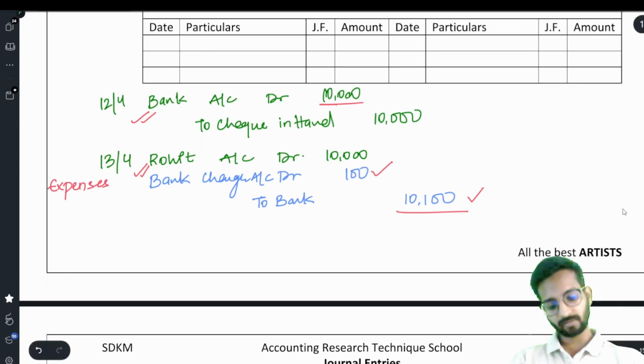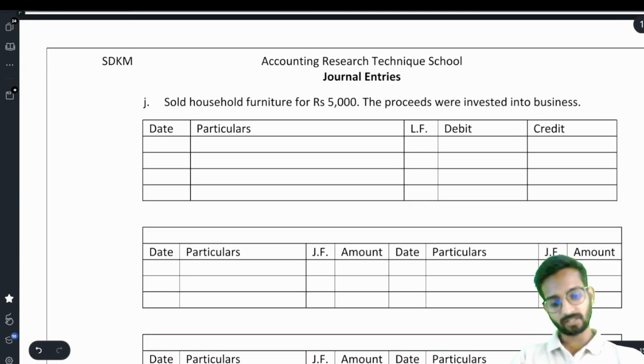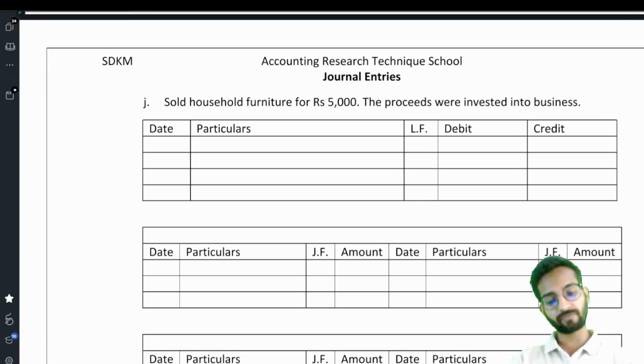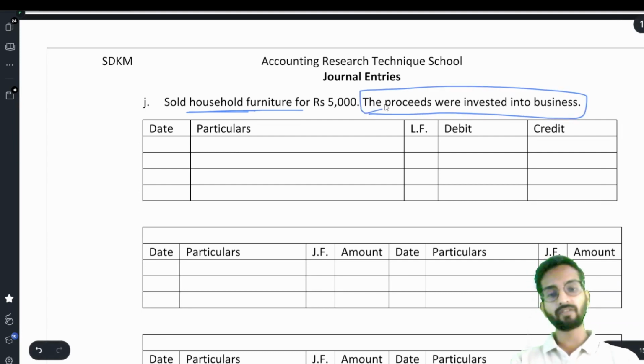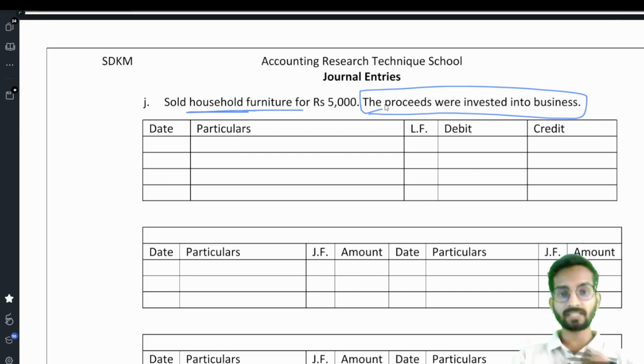Now moving further, the next question is: sold household furniture for rupees 5,000. The proceeds were invested into the business. Now understand one thing. If you are selling household furniture, it doesn't matter to the business whatever the owner is doing at his house. The business knows only one thing, that the proceeds were invested into the business. As a business, we always think that we are passing journal entries and doing accounting from the viewpoint of the business, from the viewpoint of the firm. So as a business I am thinking, okay, the owner has invested an extra 5,000.